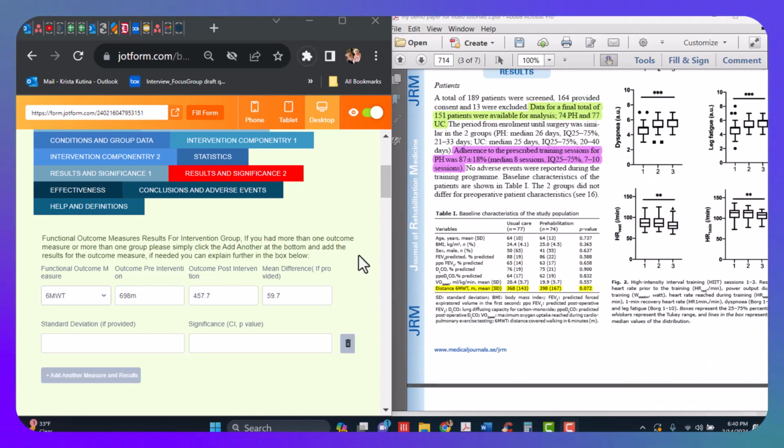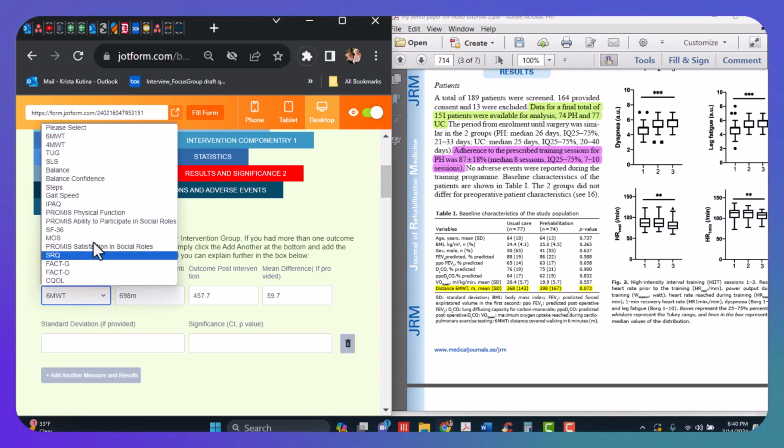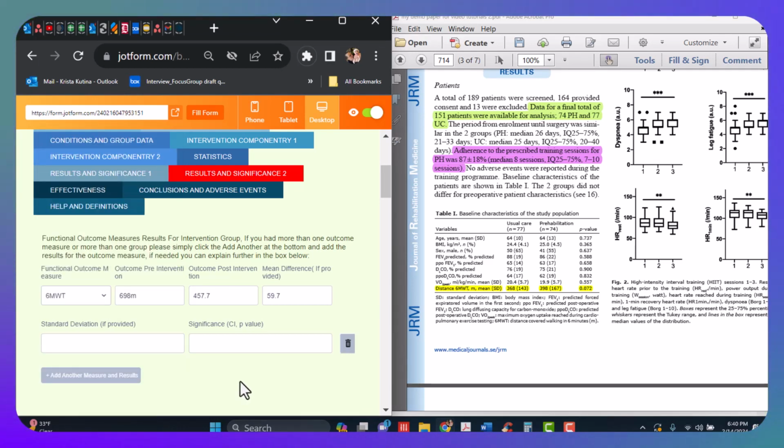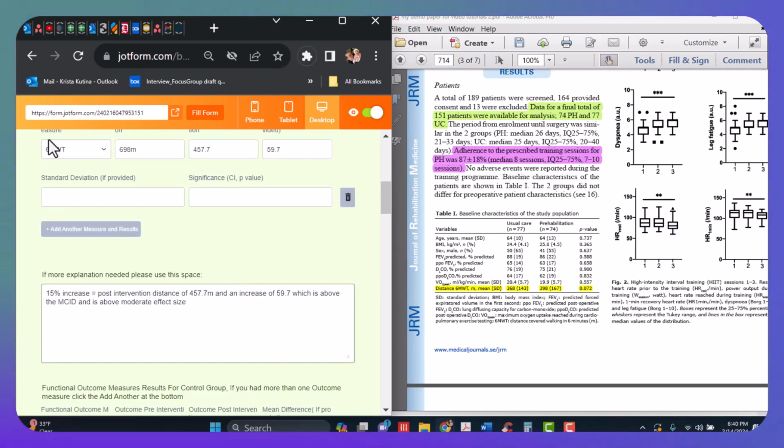This first question is looking at the functional outcome measure results for the intervention group. If you had more than one functional outcome measure, just add another after this and then pick whatever the next one is. If you had more than one group that was an intervention group, you can do them in a row. Say it was the 6-minute walk test, and then the balance, and then a fatigue scale or something like that.